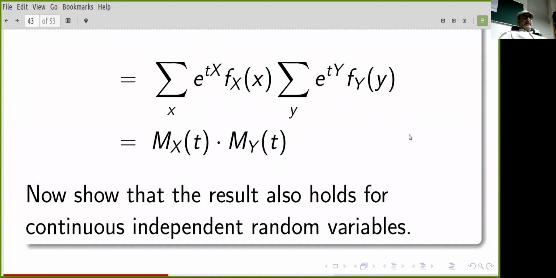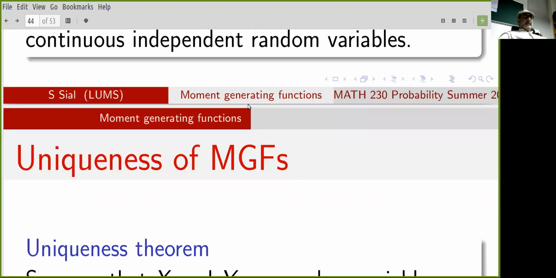And you'll get that the MGF for the sum of the two independent random variables is the product of the MGFs for the individual random variables. Remember, these have to be statistically independent random variables. Now, the same result holds for continuous independent random variables, and the proof basically involves replacing the summations with integrals.